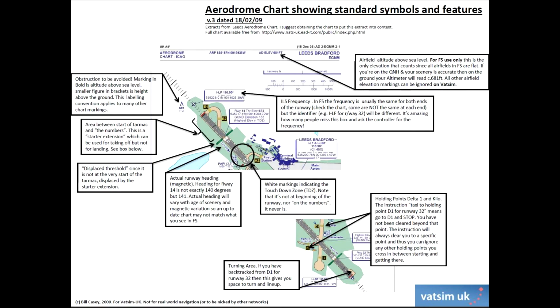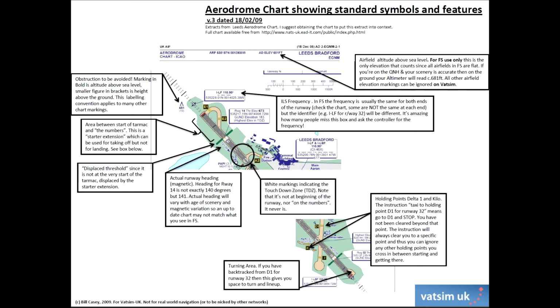The white markings on the runway which denote the touchdown zone, and these are the same around the world. These are standard markings around the world. Holding points and a turning area at the end of the runway. So all of these things are on here. You can pause this picture and look at this and actually identify everything that you need to in regards to the aerodrome.